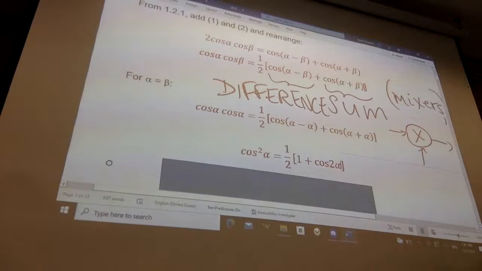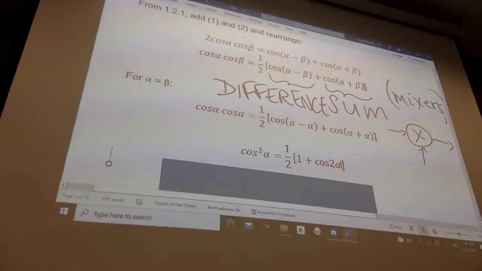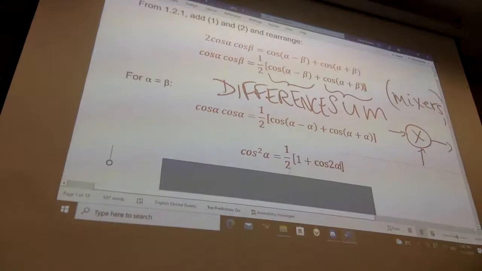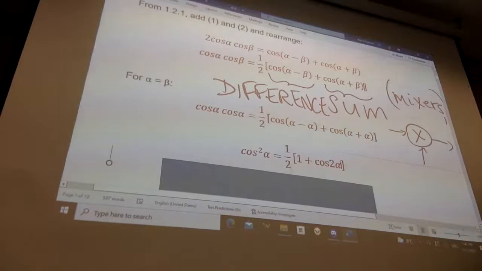And in your system, you've got some sum and difference. You're going to keep one of them and get rid of the other one. If you're transmitting and moving things to a higher frequency, what do you think you're going to get rid of? The difference. If you're bringing it back down at the receiver, you're going to get rid of the sum. How do you get rid of signals in general? Electrical signals. Filters. Yeah.